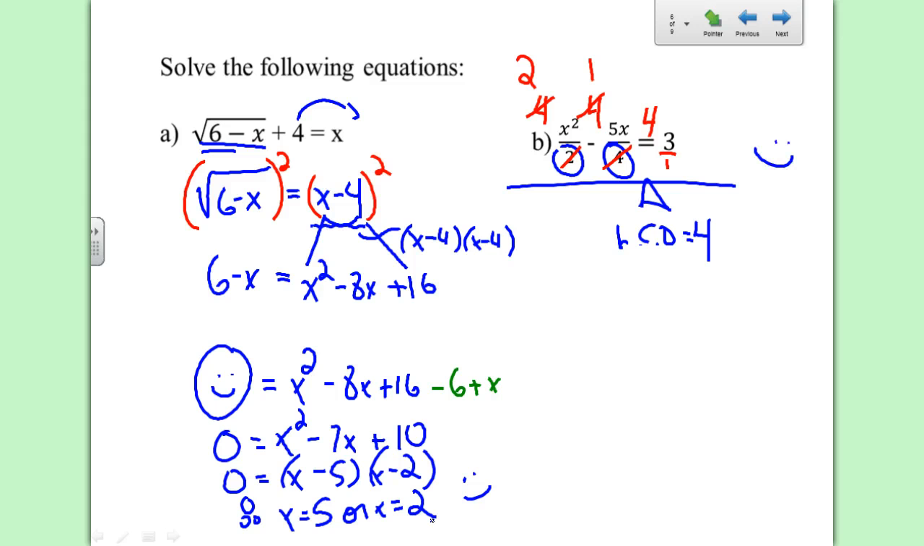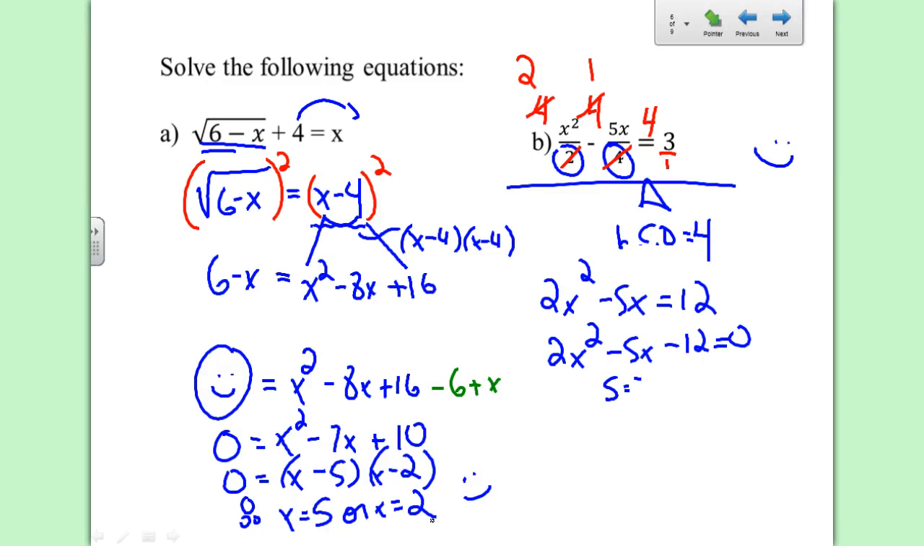What I do have is a nice new equation without fractions that is 2x squared minus 5x is equal to 12. I bring it all to one side, and 2x squared minus 5x minus 12 equals 0. Now, even though I would prefer to do guess and check, Mr. K is going to be a good guy, and I'll pretend I don't know it, and I'm going to do decomposition. So I have a sum equal to negative 5 and a product equal to minus 24. That gives me numbers of minus 8 and positive 3.